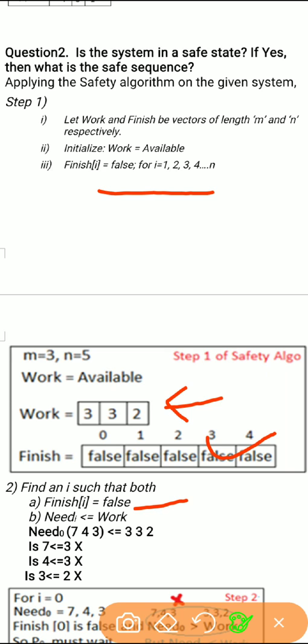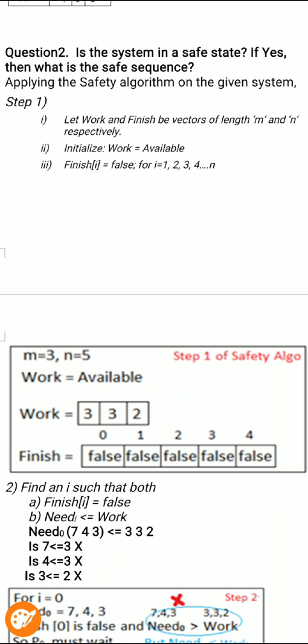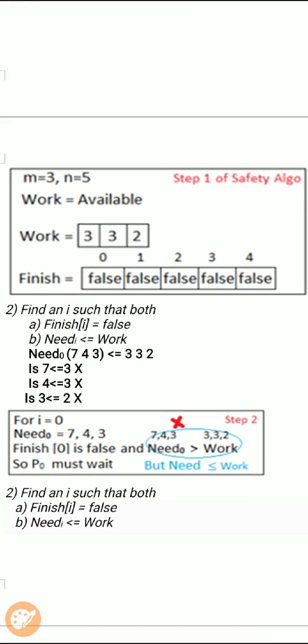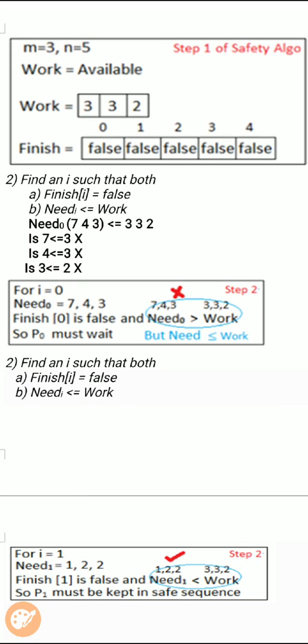Now the next step, we have to find an I. We will start with I equal to 0. We will search whether the need of process P0 is less than or equal to work. Here we found that the need of process P0, 743, is not less than or equal to the work matrix 3 3 2. Is 7 less than or equal to 3? No. Is 4 less than or equal to 3? No. Is 3 less than or equal to 2? No. So we are not going to consider process P0. Then we are going to increment I.